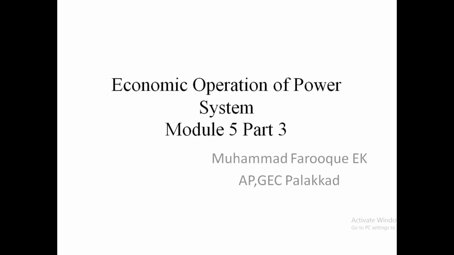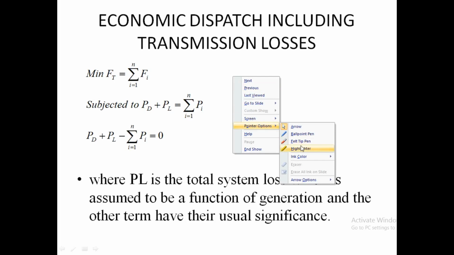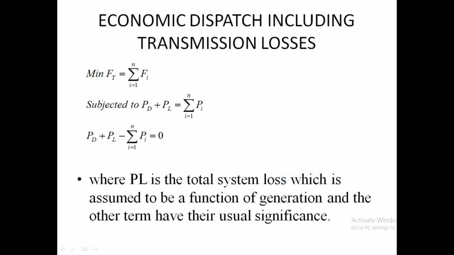Lambda is the Lagrangian multiplier. That case is when we are not considering the transmission line loss, but in case 2 we have to consider the transmission line loss. So, the economic dispatch including the transmission line loss. What will be the difference here? Here also we have to minimize the total fuel cost, sum of i equal to 1 to n of fi, subject to Pd plus PL equal to sigma i equal to 1 to n of pi.